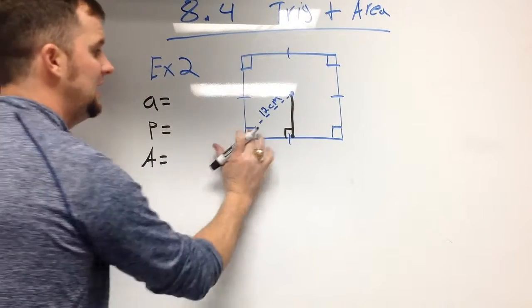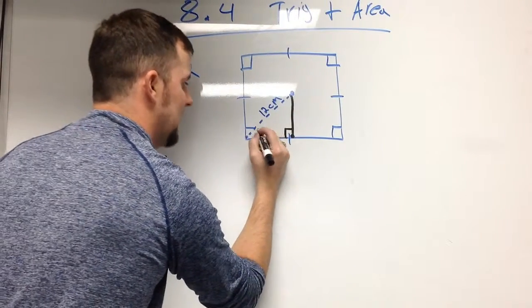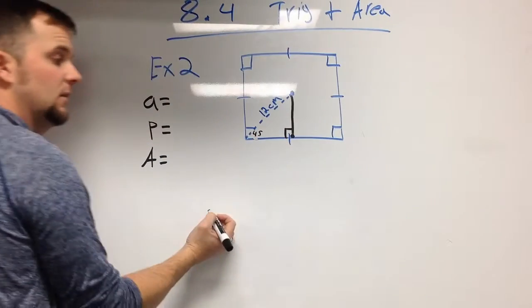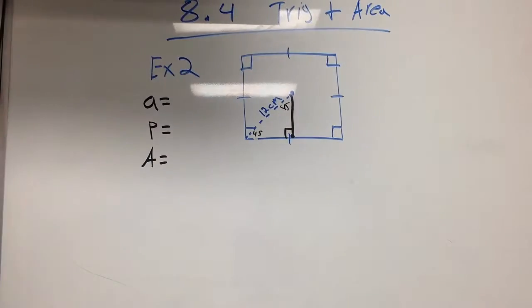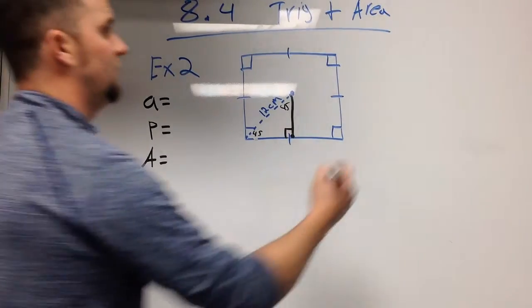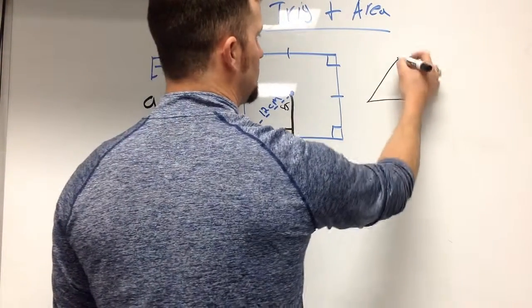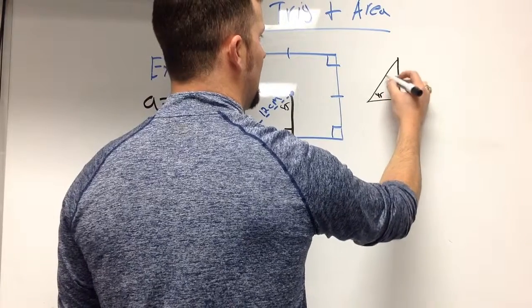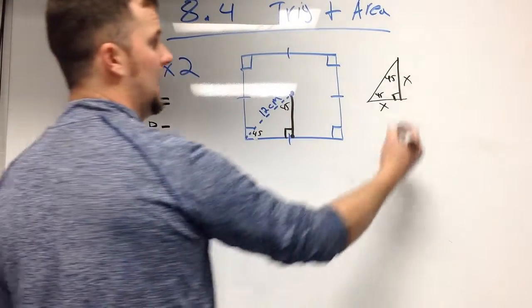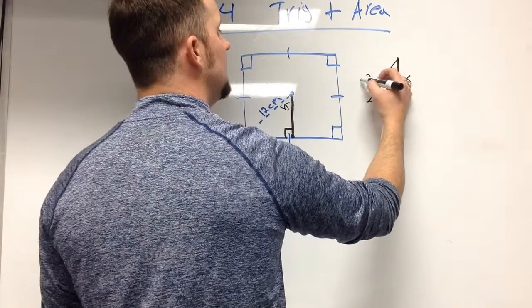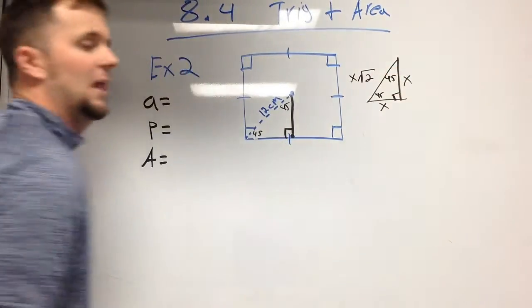So half of 90 is 45. That means this angle down here is going to be 45, which now makes this a 45, 45, 90 right triangle. So I know in a 45, 45, 90 right triangle, I'm going to draw one over here. This is 45 and this is 45. Both of my legs are going to be congruent, and my hypotenuse is going to be the square root of 2 times my leg here.